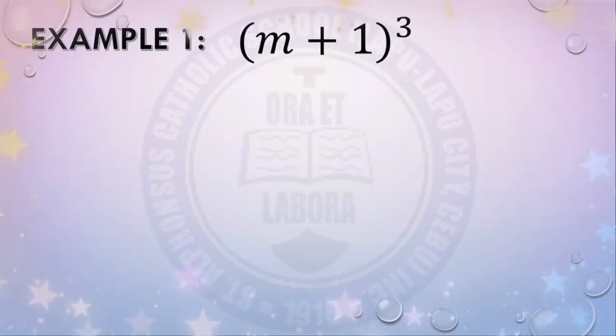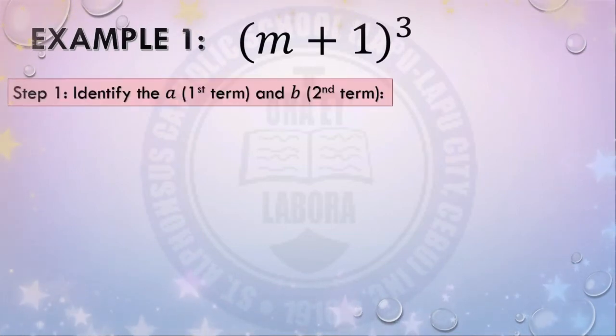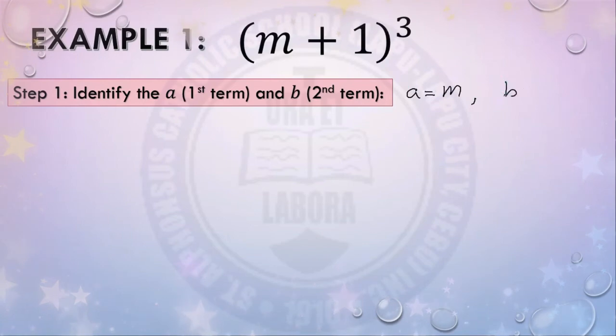Example number 1, m plus 1 cubed. The very first step that you're going to do, you first identify the first term and the second term. What do you think is the first term? And what do you think is the second term? Please input your answer below. If your answer for the first term is m, then you are correct, very good. And for the second term, if your answer is 1, then you are right, good job.